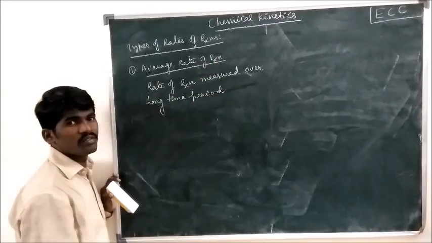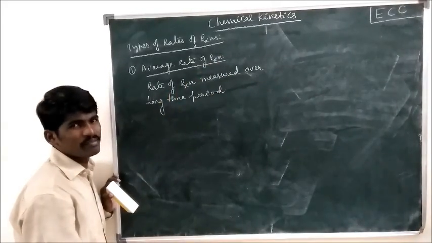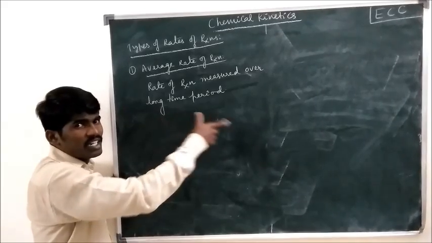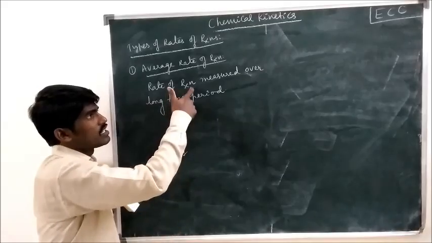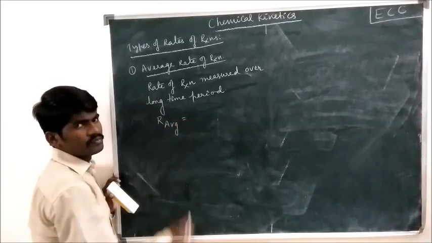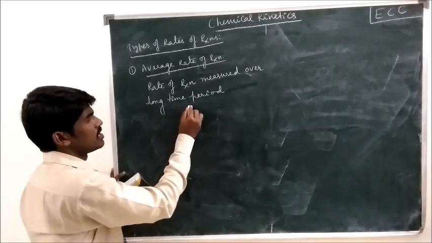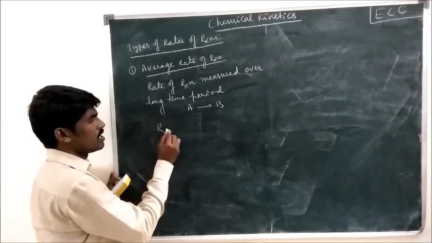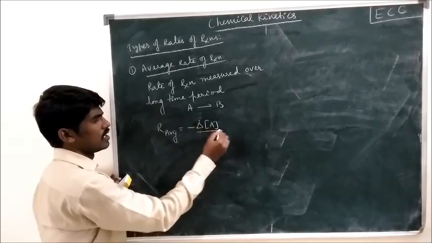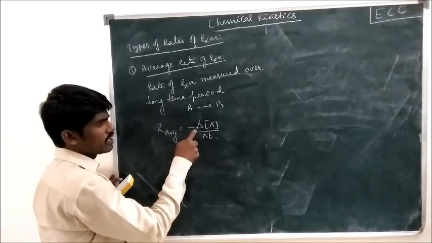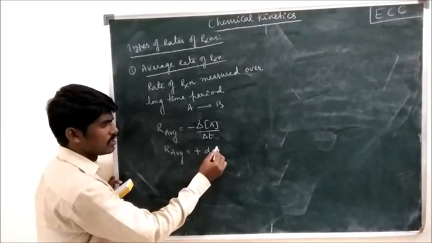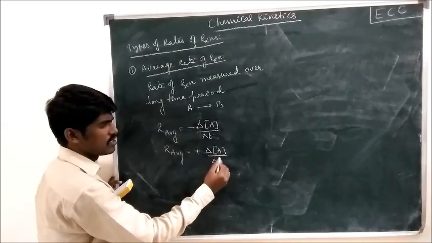Sometimes you may get the question, define average rate of reaction. What do you write? Rate of reaction measured over a long time period. So here, if you want to measure over a long time period, you will take two time intervals, initial time and final time. In those cases you will take average rate of reaction. So how will you give average rate of reaction? R average is equal to, if I write an example for the reaction A giving rise to B, minus delta A by delta T. So it is with respect to reactant. Now if we write with respect to products, what will you write? Plus delta B upon delta T.